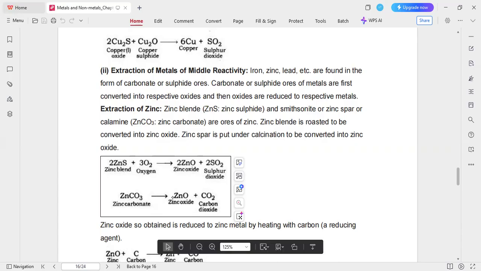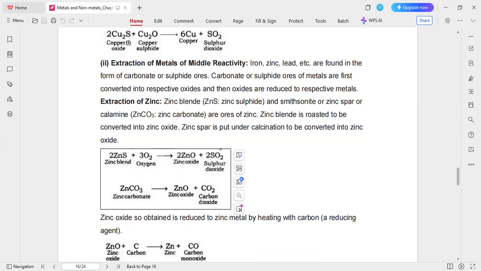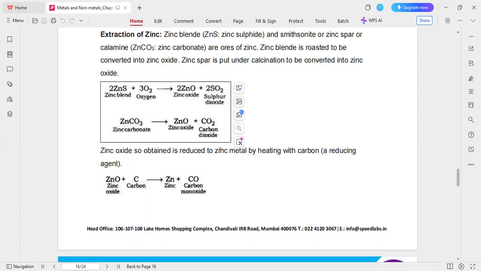So we will get ZnO plus CO2. Is it clear? Zinc oxide is obtained in both the cases: for sulfide ores by roasting, for carbonate ore by calcination. So what we are going to do is use a reducing agent. Coke, or carbon, is the reducing agent. The zinc oxide is reduced to zinc metal by heating with carbon.